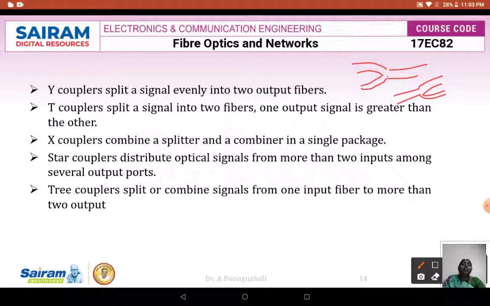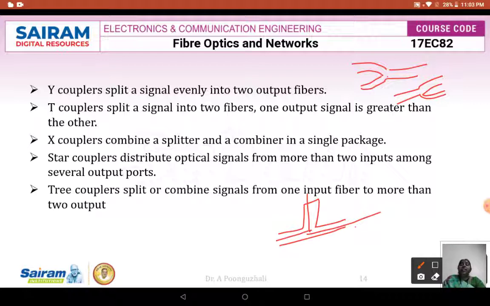In this case, the light enters the optical fiber and is split at the receiver side. Here the lights enter at the transmitter side and are combined at the receiver side. The T coupler has a T shape. The light enters here, a portion of the light is reflected to this side, and the remaining light propagates along the fiber. So this is your T coupler. It splits the signal into two fibers, and one output signal is greater than the other.